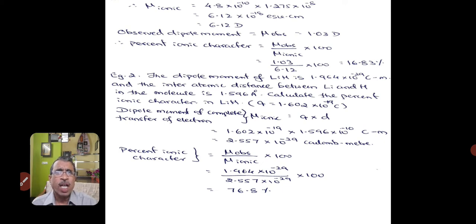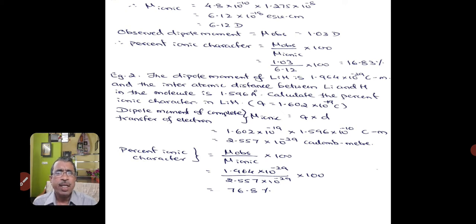So first we have to calculate the dipole moment for the 100% ionic case, which is equal to Q into d. The Q is 1.602 into 10 raised to minus 19 and the distance is 1.596 into 10 raised to minus 10 meter, giving Coulomb meter. The value comes to be 2.557 into 10 raised to minus 29 Coulomb meter.